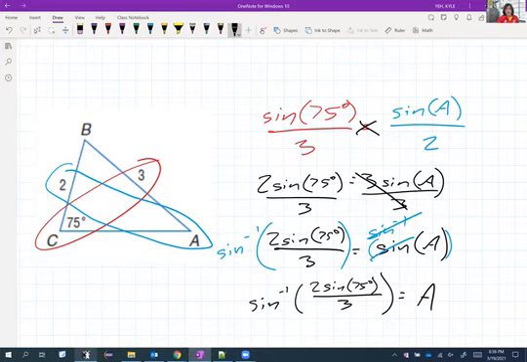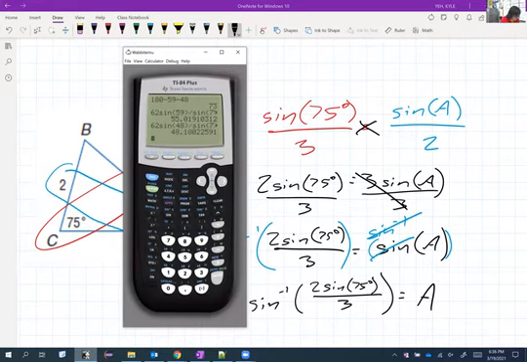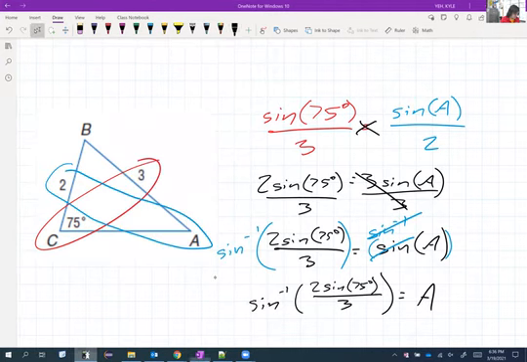And now the biggest worry I have is just making sure I get my parentheses lined up, that I'm plugging this in my calculator correctly. So inverse sine of, I'm going to put the whole numerator in parentheses just to be safe. 2 sine 75, close the sine parenthesis, close the numerator parenthesis, divided by 3. And it says 40 degrees. Does that look reasonable? And again, we usually round degrees to the nearest degree, so that's why I'm not keeping the decimals. I would say, yeah, 40 degrees looks very reasonable. A equals 40 degrees.